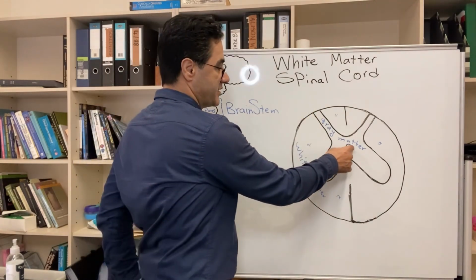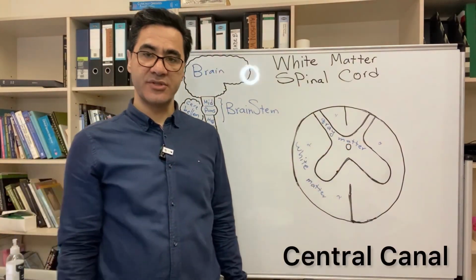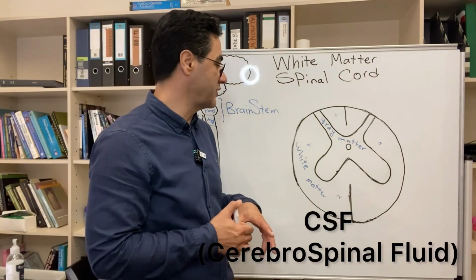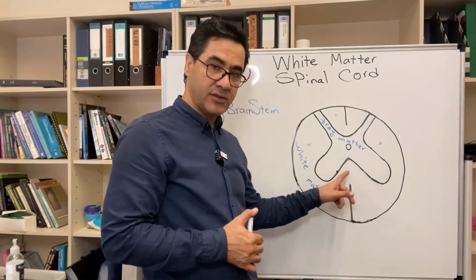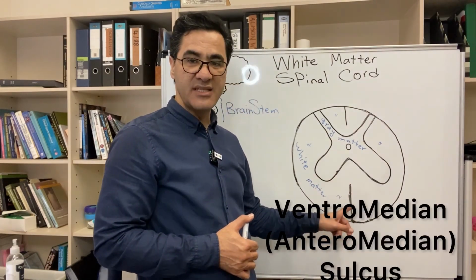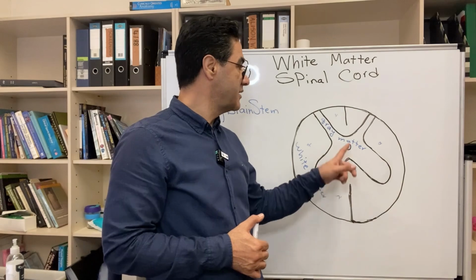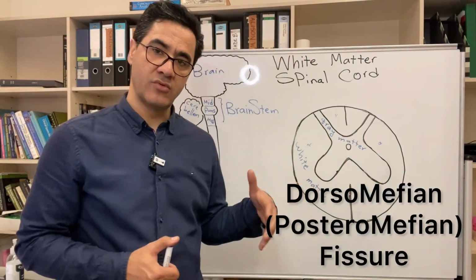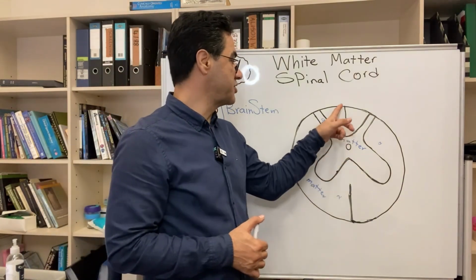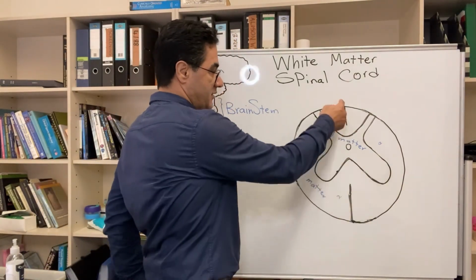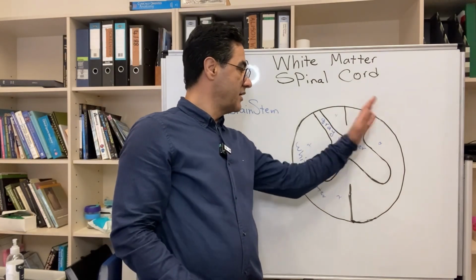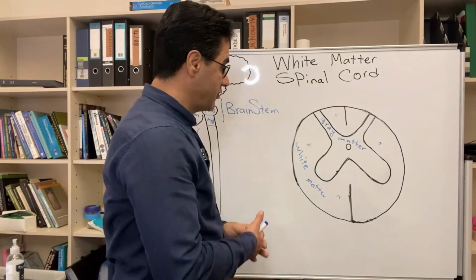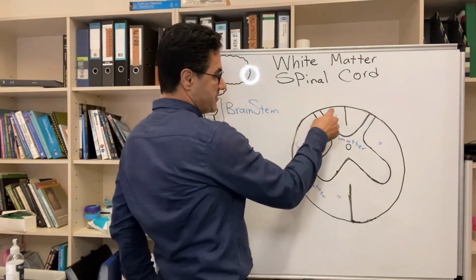At the center there is a canal. It's called the central canal, which is filled with CSF, cerebrospinal fluid. Anteriorly you can see the sulcus. It's called the ventromedian sulcus or anterior median sulcus, and posteriorly we have the dorsomedian fissure or posterior median fissure. These two, the sulcus and fissure, separate the spinal cord into right and left sides. So you can see the white matter. This is the white matter.